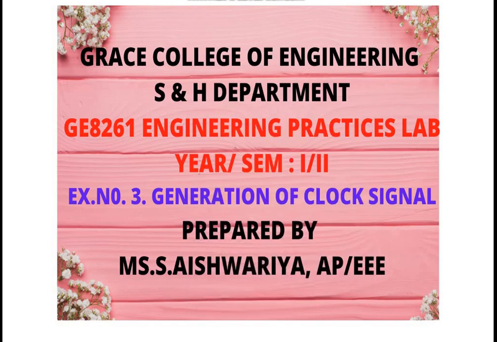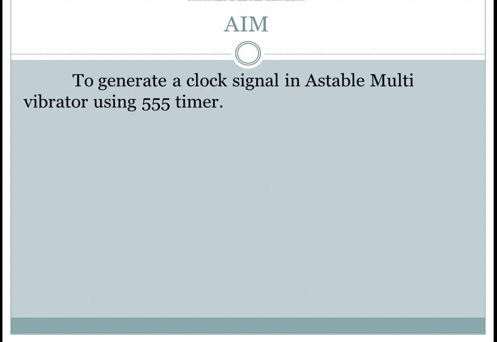Hello students. In this video I am going to discuss the first year second semester Engineering Practices Lab, experiment number 3: generation of clock signal. Aim: to generate a clock signal in an astable multivibrator using a 555 timer.